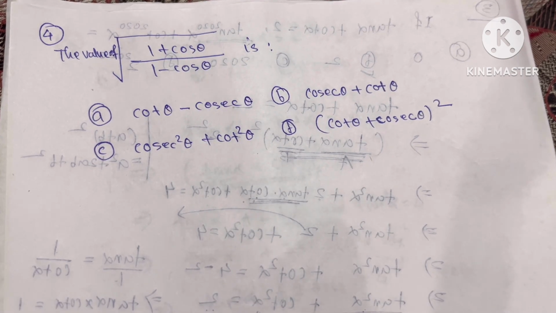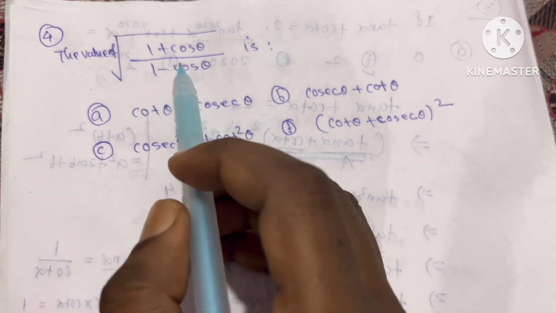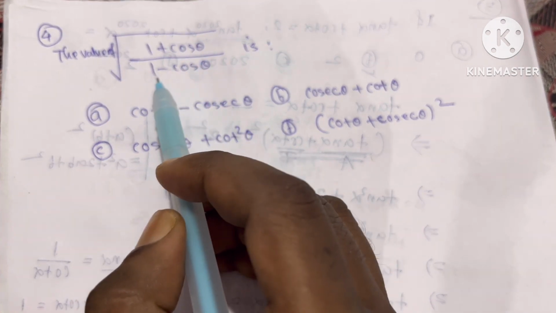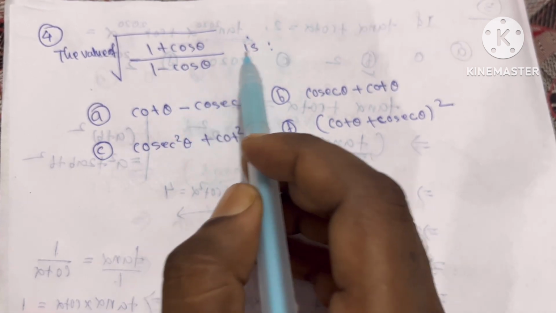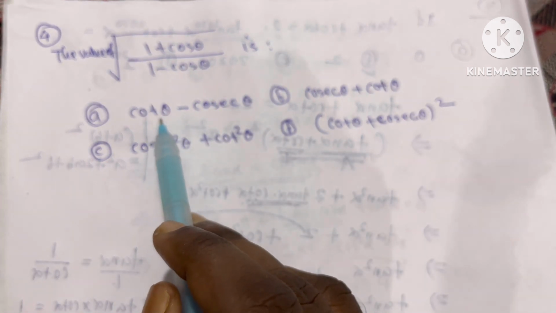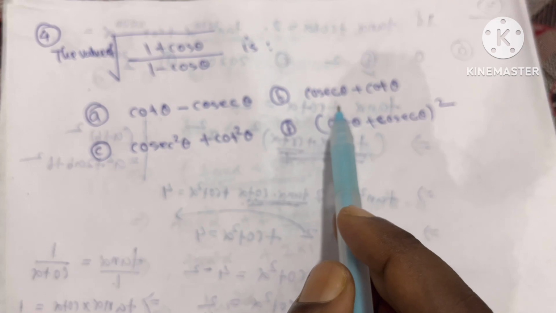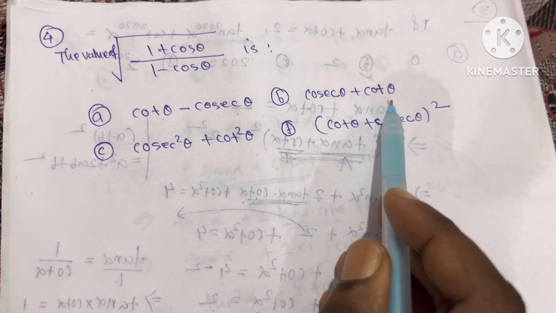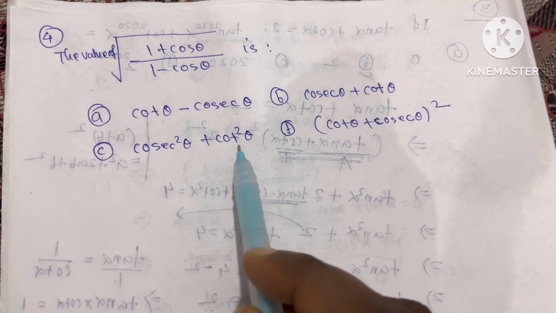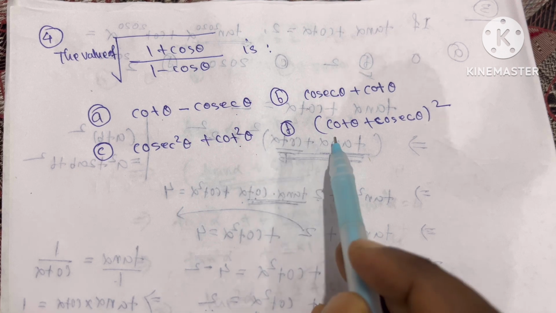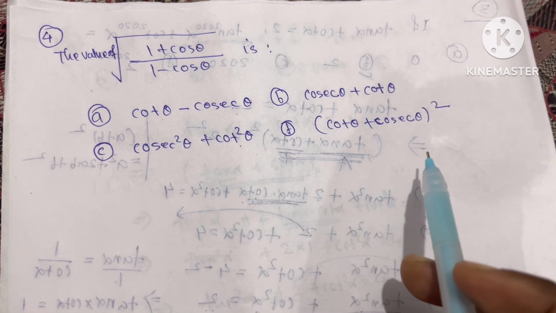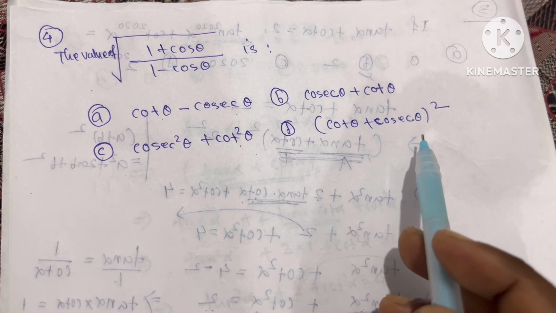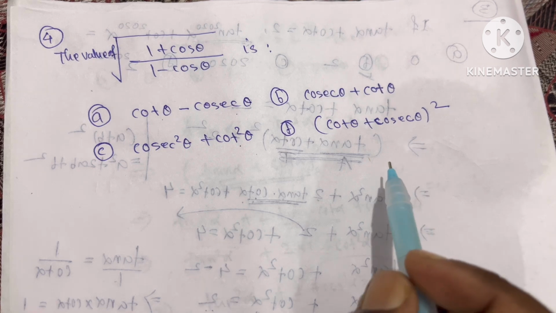Okay, question number 4. The value of root over 1 plus cos theta divided by 1 minus cos theta is equal to what? Option A cot theta minus cosec theta, option B cosec theta plus cot theta, option C cosec square theta plus cot square theta, and option D cot theta plus cosec square theta whole square. So this is also very simple.